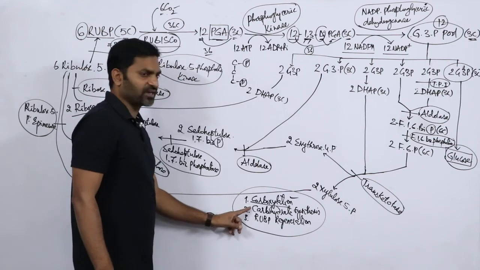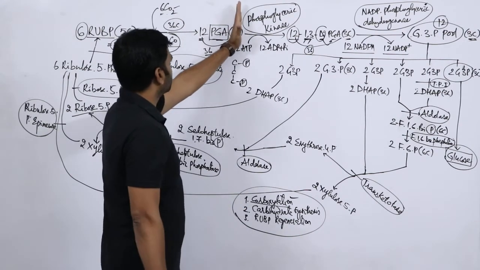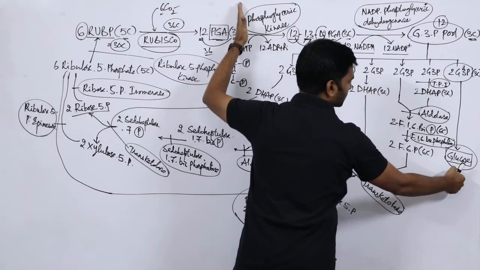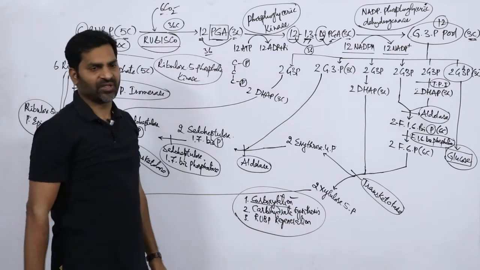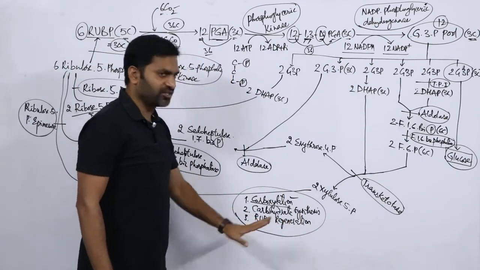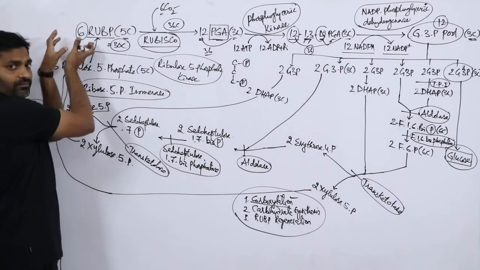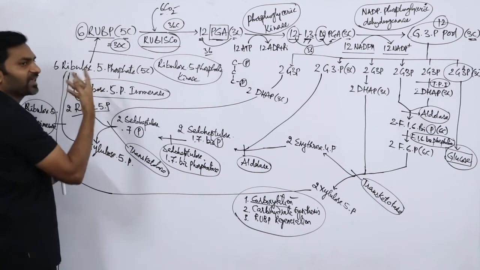So this is the second step, carbohydrate formation. From here to here, this is all about carbohydrate formation. That is the second step. Then come to the third one, RuBP regeneration. The entire process will be involved in the formation of RuBP again.